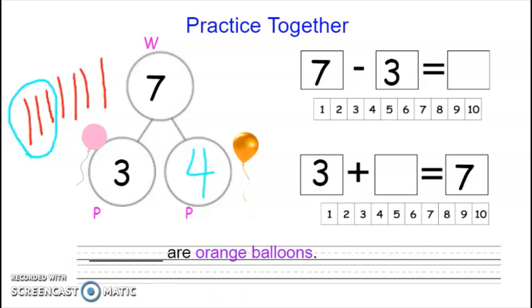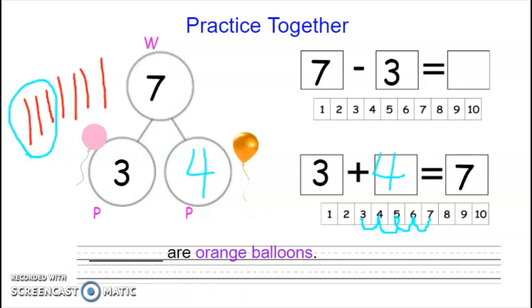Now bring your eyes over to our number sentences. Just like we did in the other problem, we're going to go ahead and read 3 plus blank equals 7. 7 minus 3 equals blank. Starting first with our count on strategy. Let's try this. Remember, we start at 3 and then we count all the way up to 7. 1, 2, 3, 4. How many jumps did I do? That's correct. I did 4 jumps.